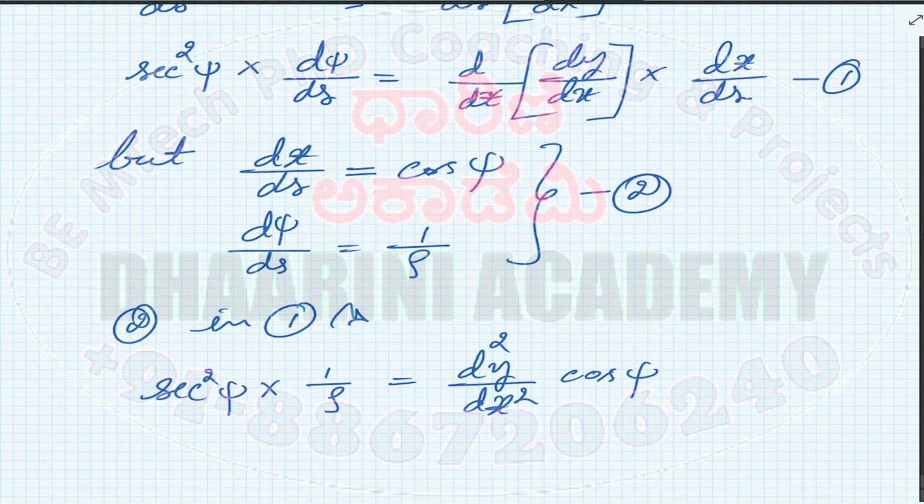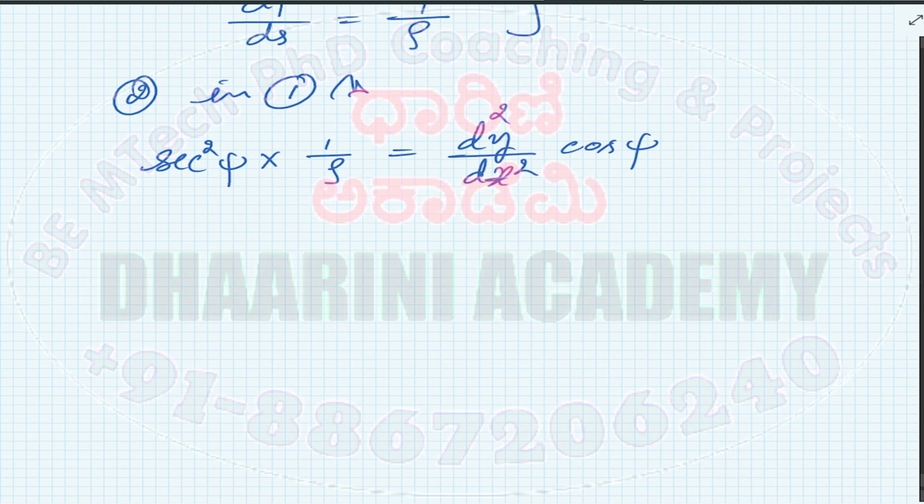Okay, now you see the cos is going to the other side. Cos can be written as 1 by secant. That goes to the other side as secant itself. So already there is a secant square. So when the cos goes to the other side, this becomes secant cube psi. Okay, I got a secant cube psi into 1 by rho.